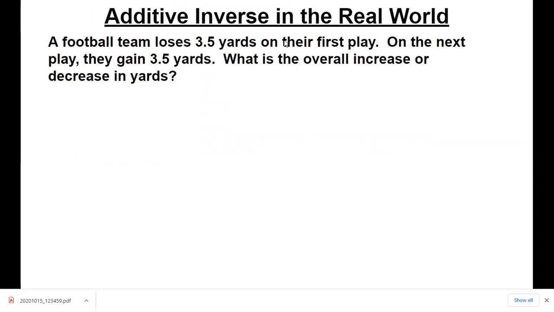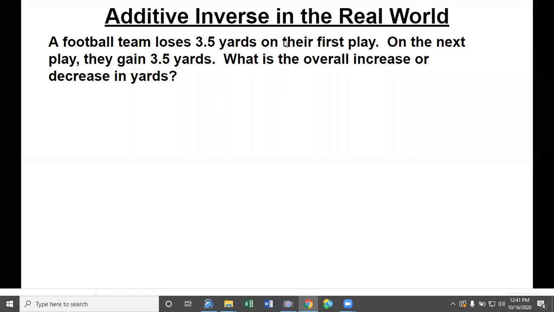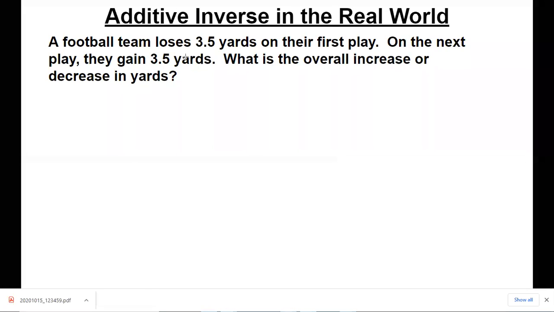A football team loses 3.5 yards. So let me underline that. Loses 3.5 yards on their first play. On the next play, they gain 3.5 yards. What is the overall increase or decrease in yards?